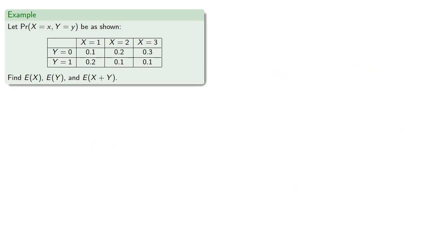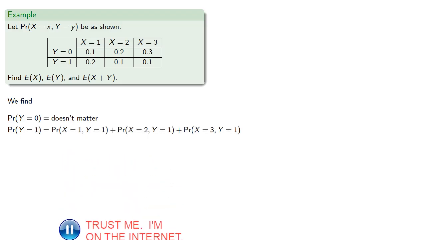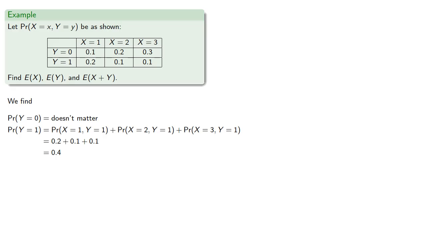So for y, it could be 0, but it doesn't really matter because that's going to be multiplied by 0. And the outcomes corresponding where y is 1 will be with probabilities. And so our expected value of y will be.